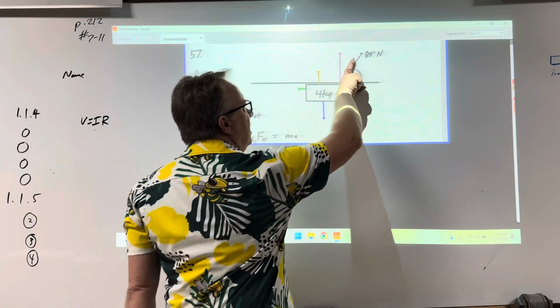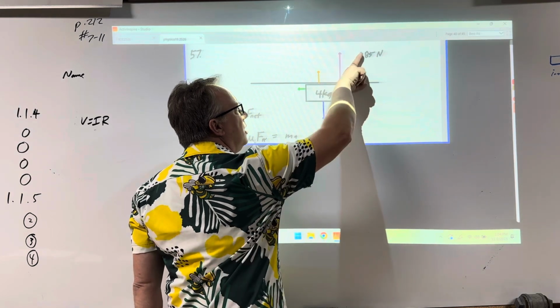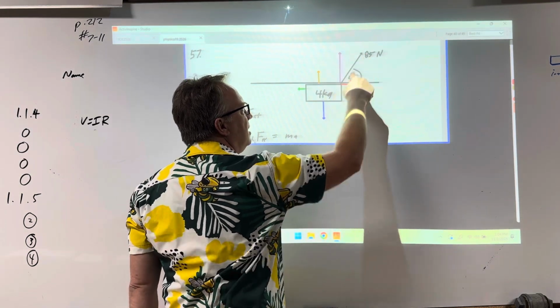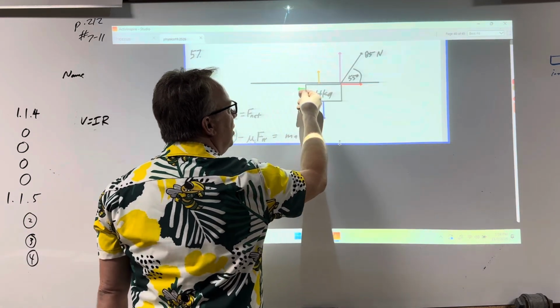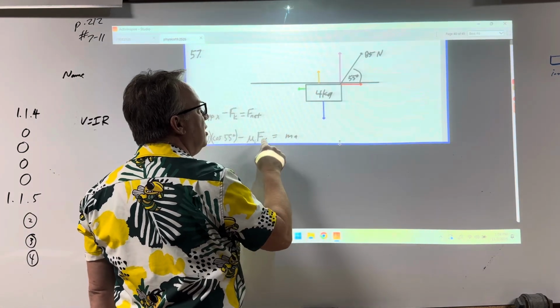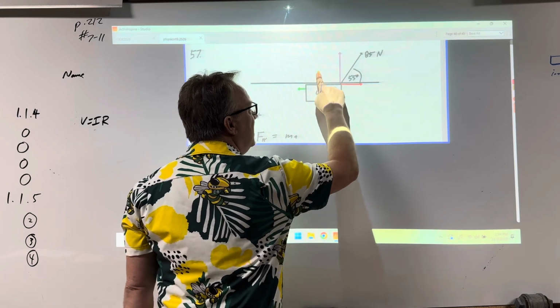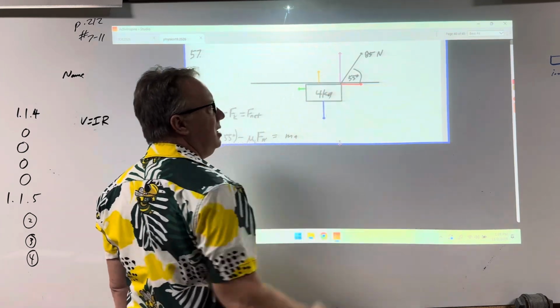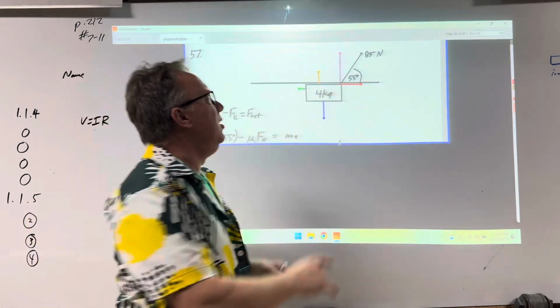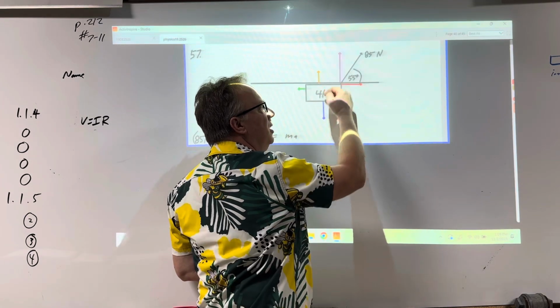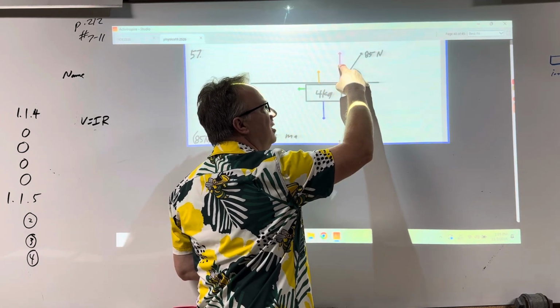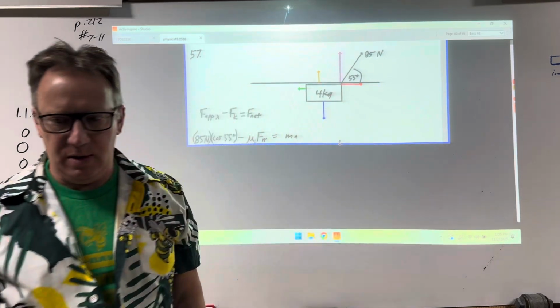So the applied one is this side. So cosine 55 degrees times 85 is that one. The friction is the coefficient of friction times the normal force, which is this. But that's a combination of two things, because you got this force that's applied up and gravity, which is down. So if you take this one minus this one, you probably get that one.